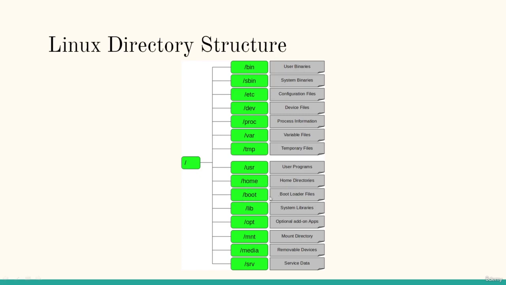The boot for bootloader files, the lib for system libraries, opt for the optional add-on apps, mnt for the mount directory, and media for removable devices like USB, CD, etc. Back then, floppy, if you are aware of this, it was an old storage medium. And srv for the service data. Okay, now let's start one by one.